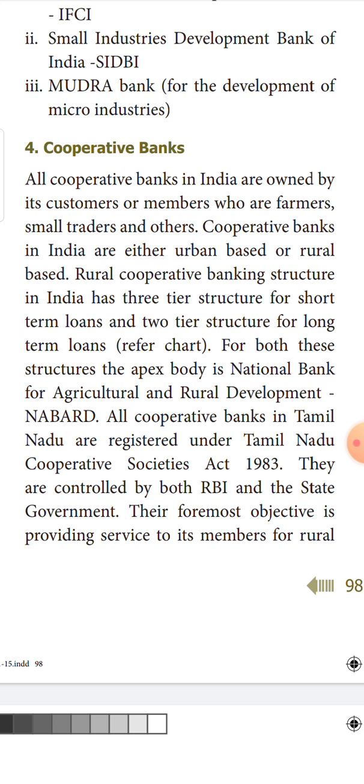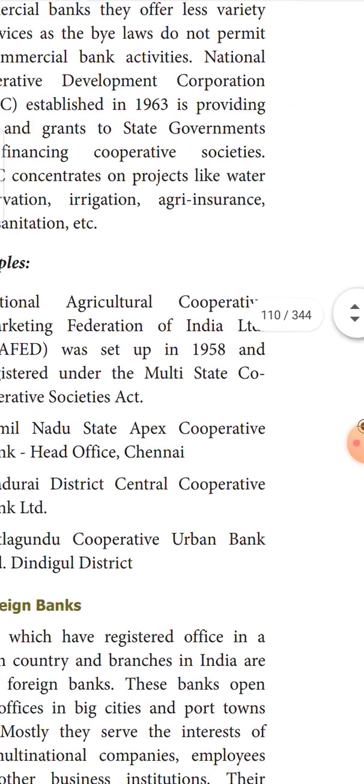Now, the cooperative banks. To start a cooperative bank, it has to be registered under the Tamil Nadu Cooperative Societies Act of 1983. Even in Coimbatore, we have the Coimbatore City District Cooperative Bank. You have these branches. Even in NSR Road, we have this cooperative bank. Next, what is the main objective of this rural cooperative bank? Rural development, agriculture development, and it is not profit making.